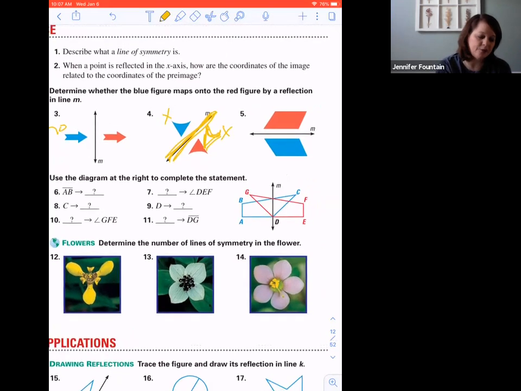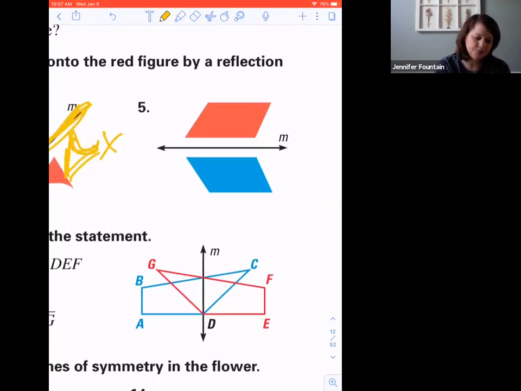Look at number 5. This is a reflection because we can see that this point corresponds with this point, this one with this one. We'll do a little star here, this one with this one, and then that one with that one. So I can see my corresponding lengths are going to be congruent, and everything is in the correct location if it reflected over that line.